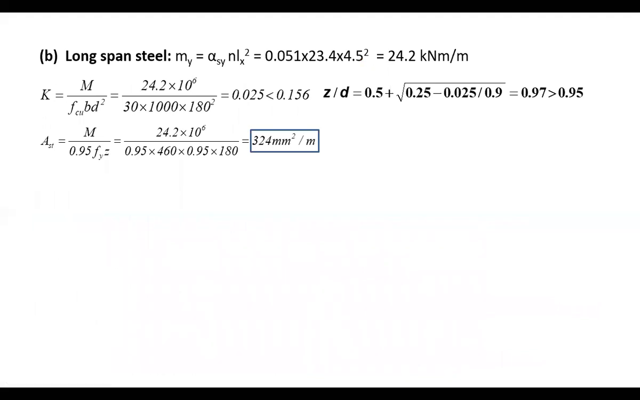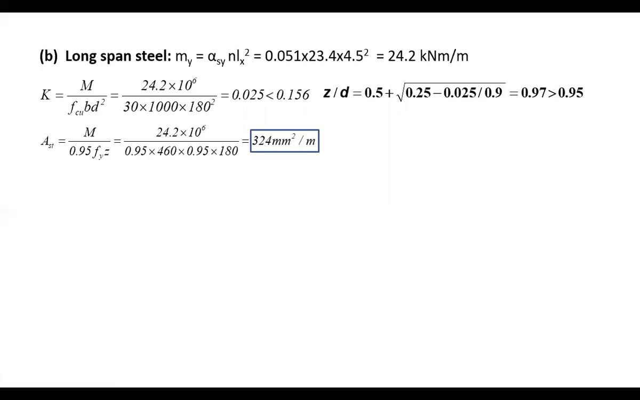Then we have to repeat this, but in the long direction. In the long direction, we'll use equation 11, alpha sy n Lx squared, and this is the alpha sy that we got from the table, and it will give, of course, a bending moment which will for sure be less than the bending moment in the short direction. So keep in mind that the moment in the long direction will always be less than the moment in the short direction, because alpha sy will always be less than alpha sx.